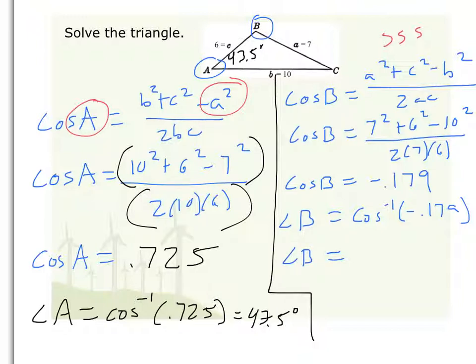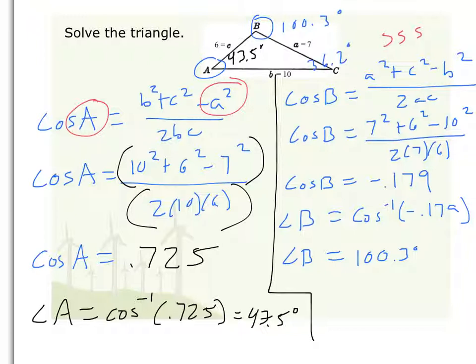The angle that has a cosine value of negative 0.179 would be 100.3 degrees. Now at this point, we would not need to use the law of cosines a third time to get angle C. 180 degrees minus 100.3 minus 43.5 means this last one is 36.2 degrees.